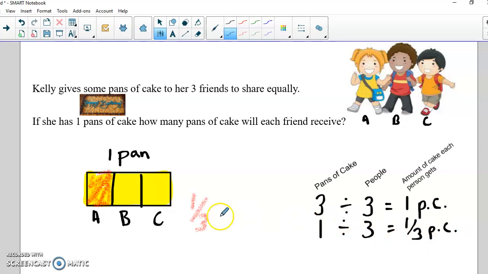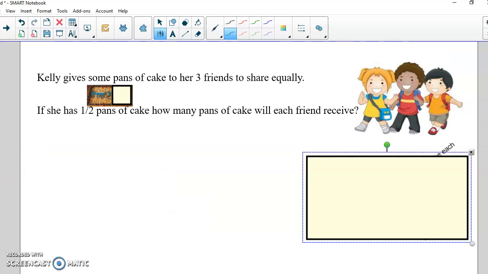Does my equation match my picture? It does. Okay, let's keep going. Now, Kelly gives some pan of cake again to her 3 friends to share equally. If she has 1/2 pans of cake, how many pans of cake will each friend receive?